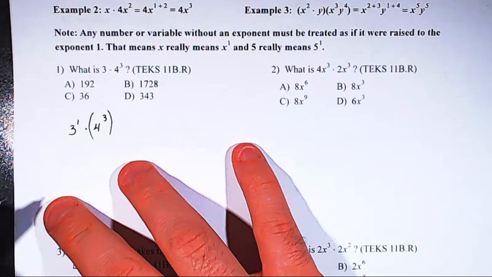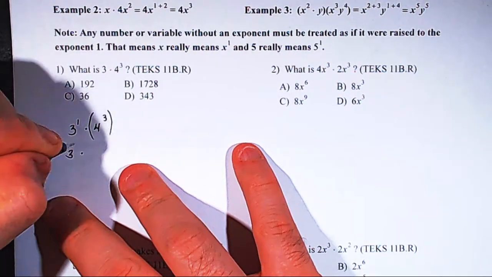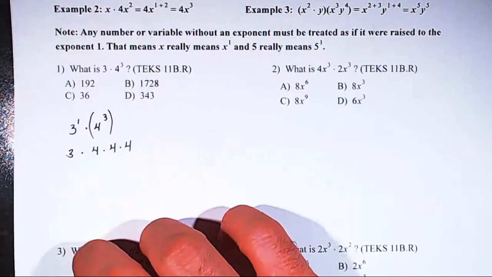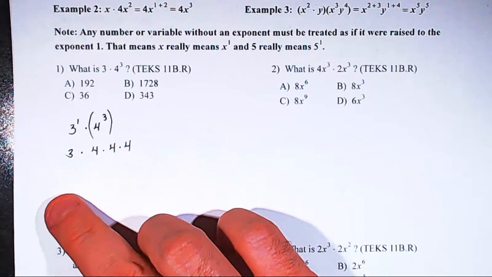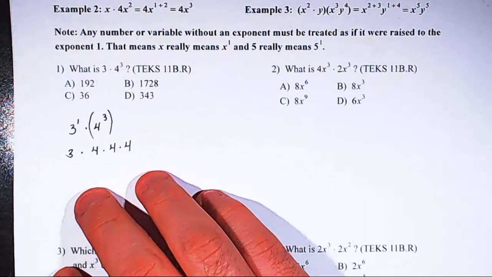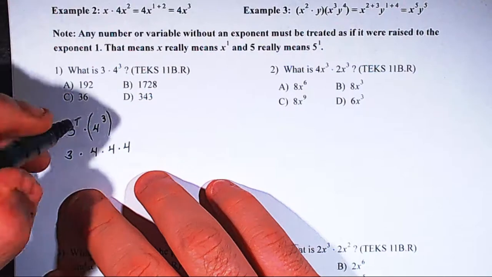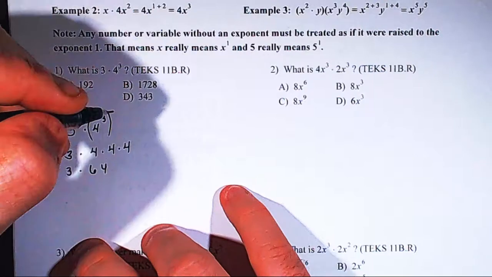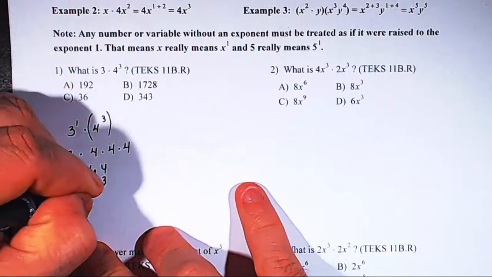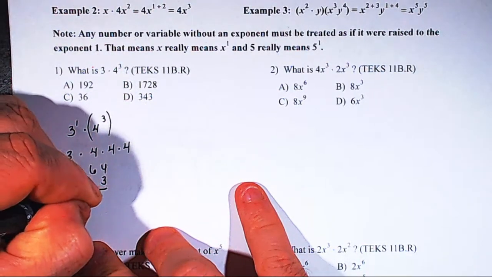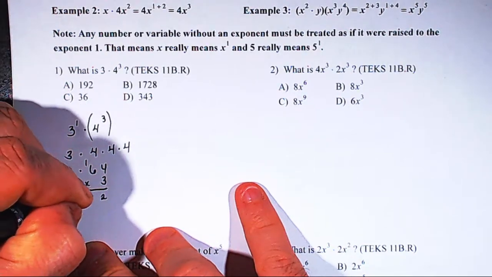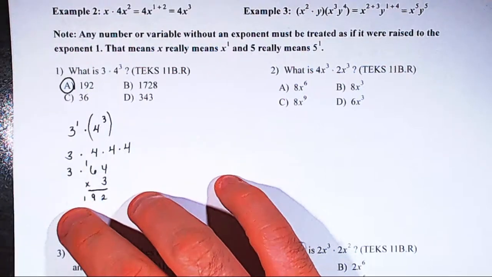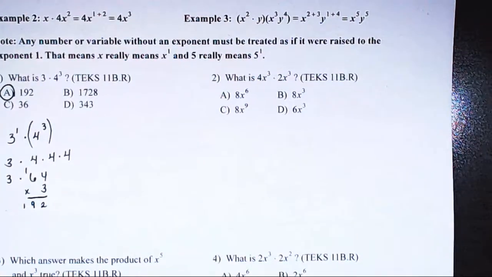So in this case, we have to use order of operations, cube the 4, and then multiply it by 3. So what this looks like is 3 times 4 times 4 times 4. However you want to take it, you can multiply this out, but it comes out to 3 times 64. And 3 times 64, if we do it the old-fashioned way, is 192. So the correct answer is A, 192. Okay, on to number 2.